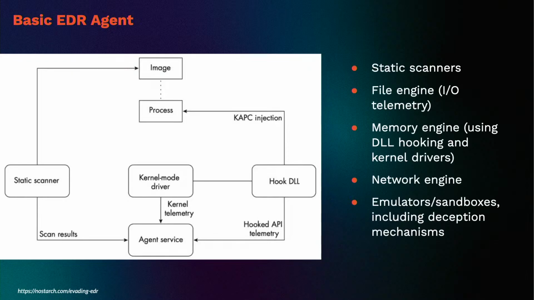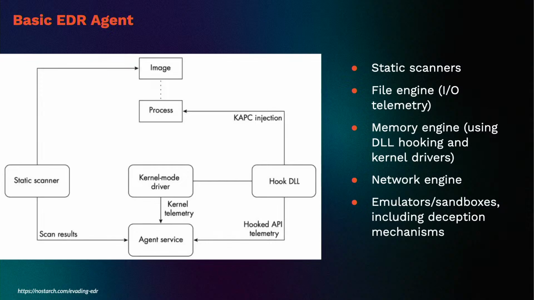Some EDR vendors extend this basic EDR architecture. So they give you the static scanners, but they'll also give you what we call a file engine. It's just going to be monitoring file activity on the file system. And then there's also filtering that happens in the context of the memory itself, right? So everything that is running in memory, the processes, the threads, and associated memory information, that is also being tracked as well. Some EDRs also give you a network engine. So every network activity that is going on the endpoint is going to be tracked from that perspective.